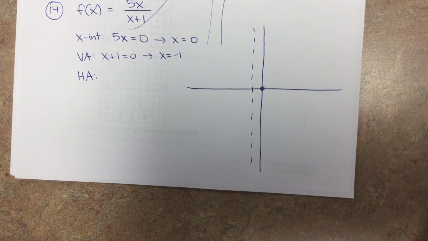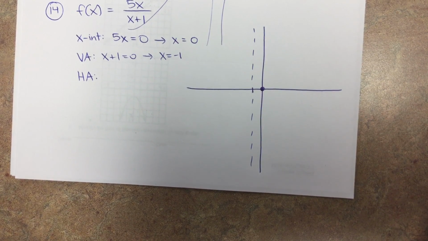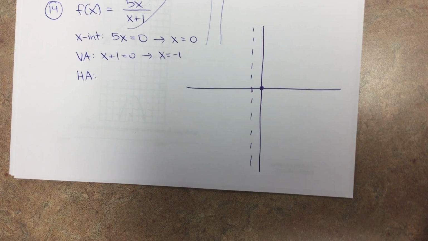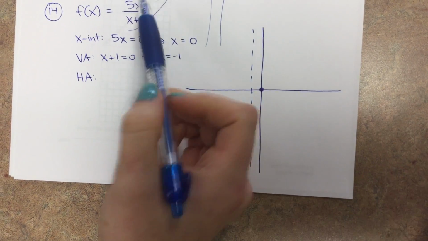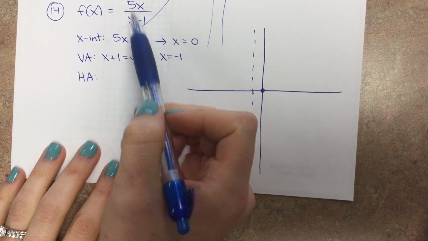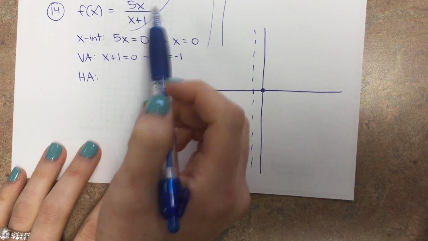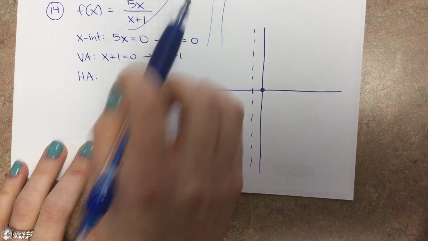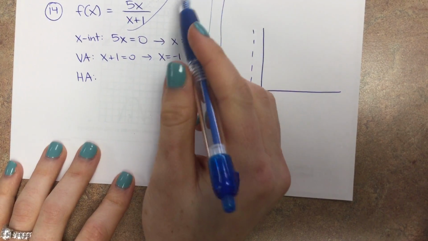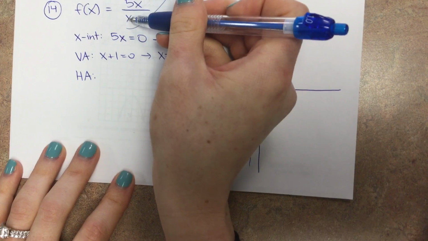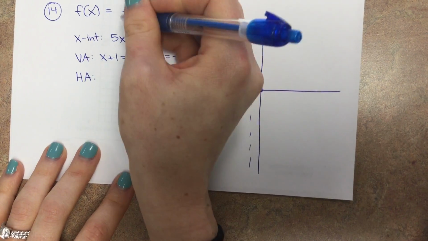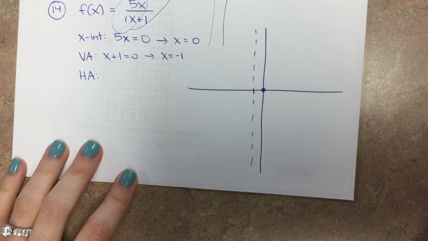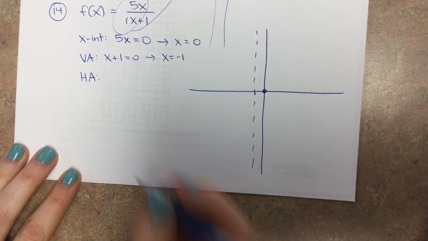Okay, horizontal asymptote. Here's the fun part. These rules are very strange. They have to do with the degree of the numerator versus the degree of the denominator. So with this one, what's the degree of the numerator? 1. Denominator? 1. Okay, so they're the same. What is the rule when the numerator and the denominator have the same degree? Take the coefficients. Good. So what's the coefficient for the denominator? It's technically a 1 there, so we take the ratio. So our horizontal asymptote would be y equals 5.